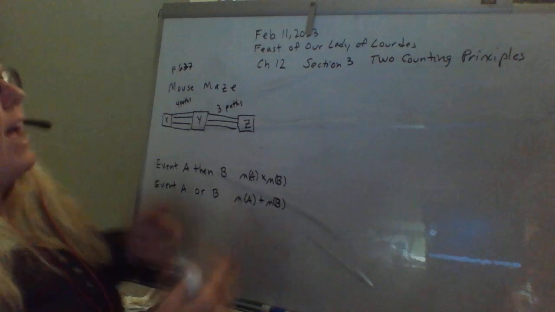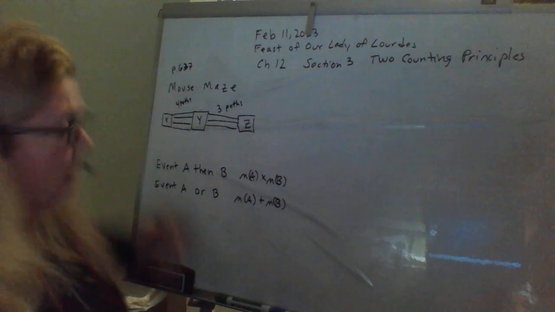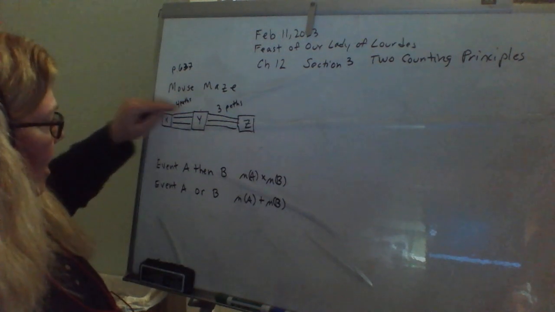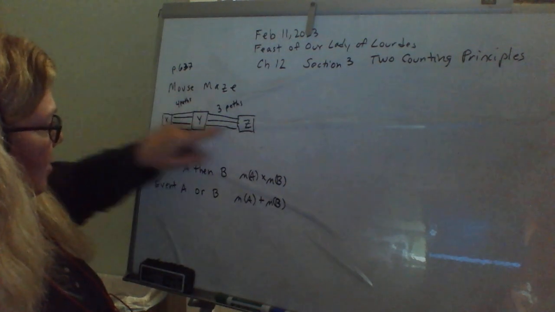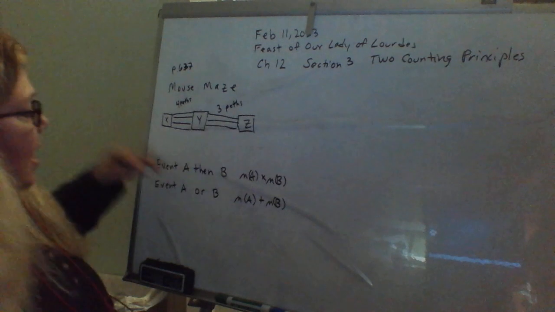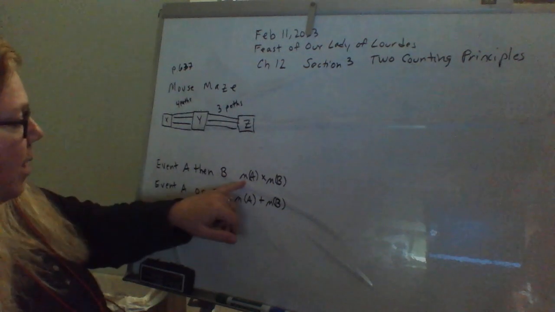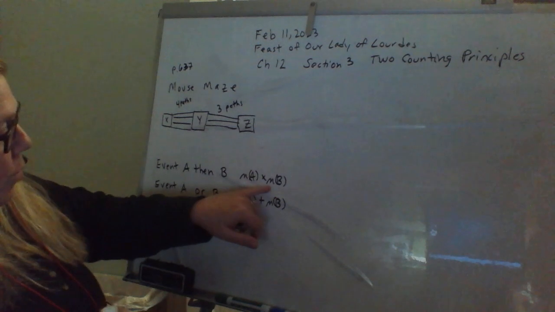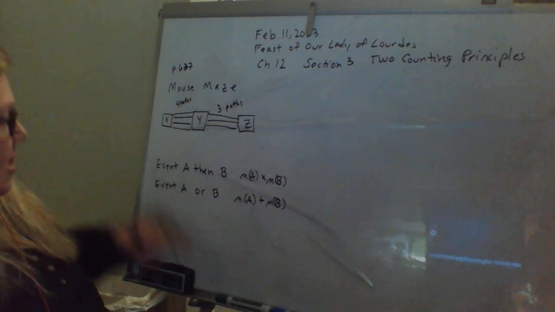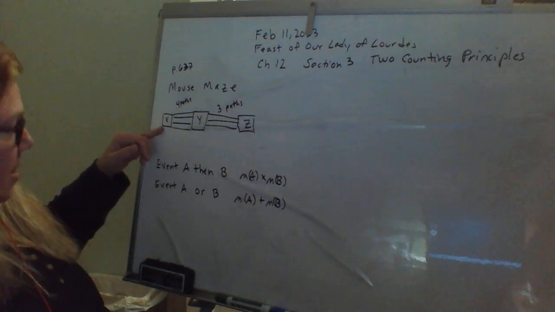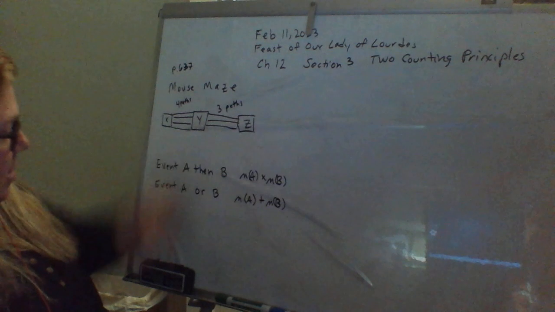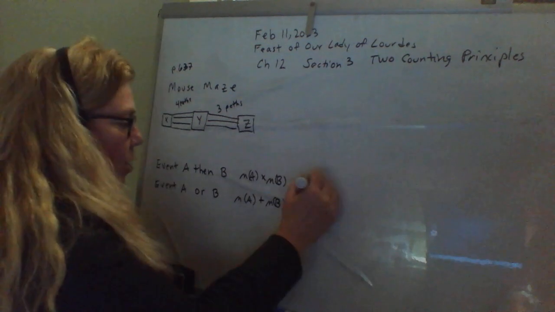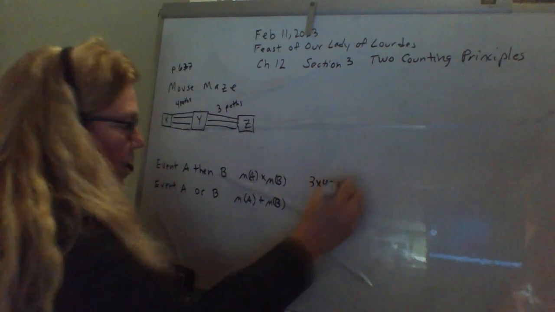So in order to count all of those, we could just multiply. There are 4 ways from box X to box Y, and then from box Y to box Z, there are 3 paths. If I multiply the number of ways for the first event times the number of ways for the second event, in this case going from box X to box Y, and then box Y to box Z, it would be 3 times 4. There are 12 ways of doing that.